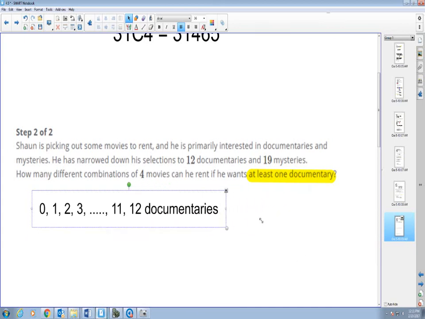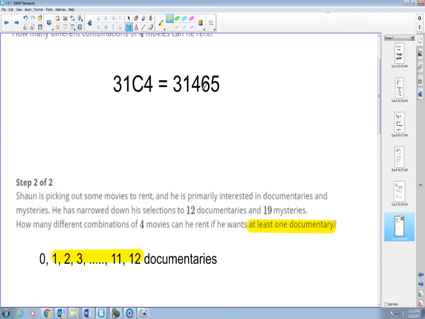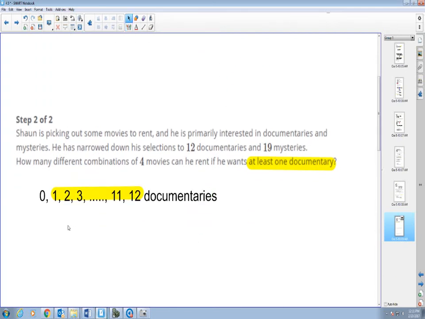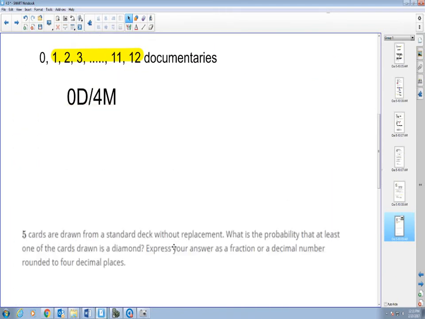Okay. So what he wants is at least 1, so that means 1 all the way up to 12, and that's a lot of scenarios. So this problem will be easier if I can figure out what he does not want, then subtract it from the total 31,465. Alright, so think about this. If he does not want 0 documentary, so that means the other 4 movies have to be the mysteries. Okay, hope that makes sense, because he only wants to rent 4 movies total.